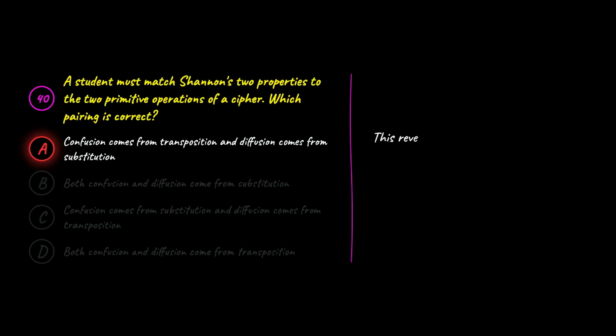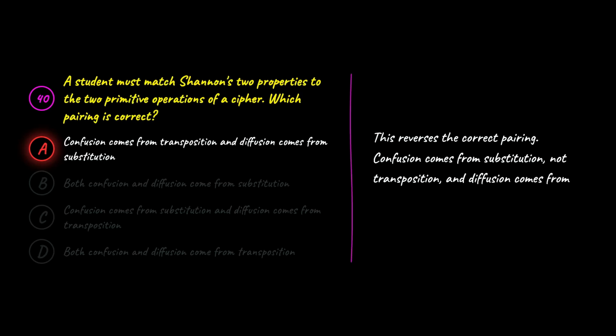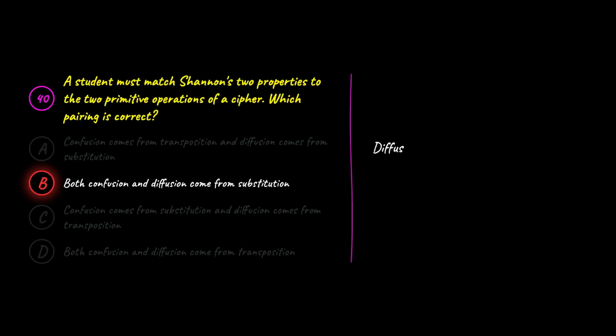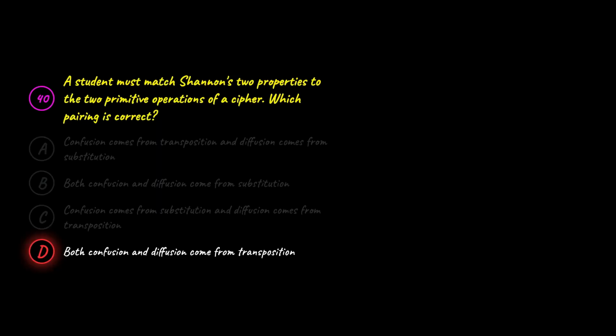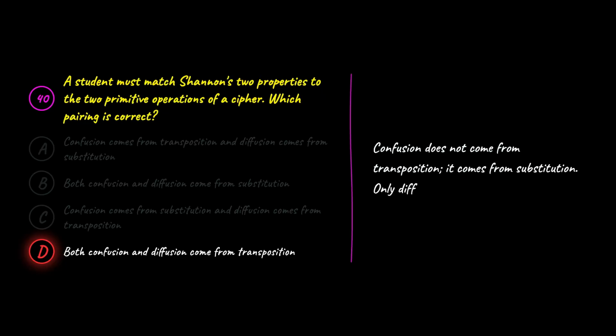A is wrong because this reverses the correct pairing. Confusion comes from substitution, not transposition, and diffusion comes from transposition, not substitution. B is wrong because diffusion does not come from substitution, it comes from transposition. Only confusion comes from substitution. D is wrong because confusion does not come from transposition, it comes from substitution. Only diffusion comes from transposition.